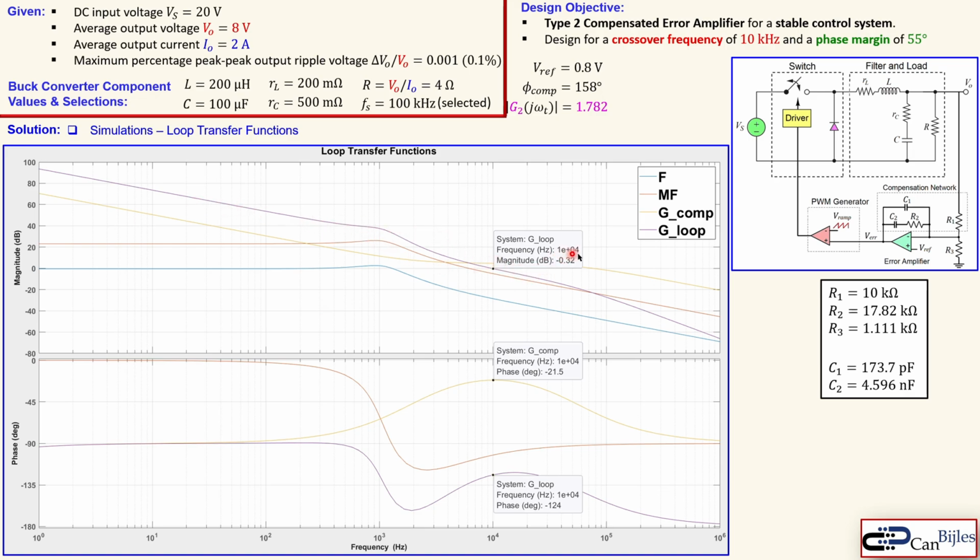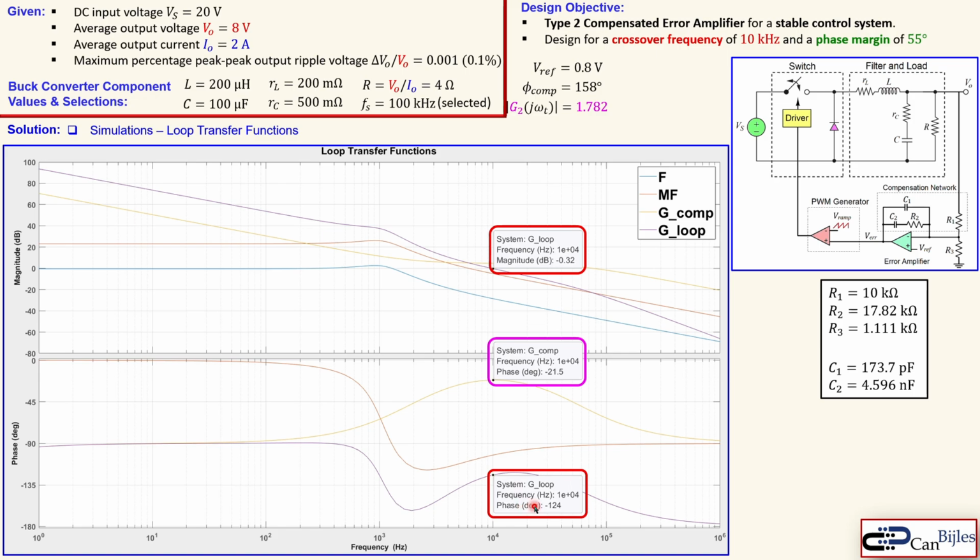Okay, now we see here in purple the total loop transfer function. We see at 1 kilohertz that the gain is not exactly 0 dB, so it's not 1, it's minus 0.32, so close, but still some error. At the same frequency, the phase is minus 124 degrees. Looking at the compensator itself, this yellow line, it will add minus 22 degrees. We have also calculated that, it should be minus 22 degrees, so it is very close.